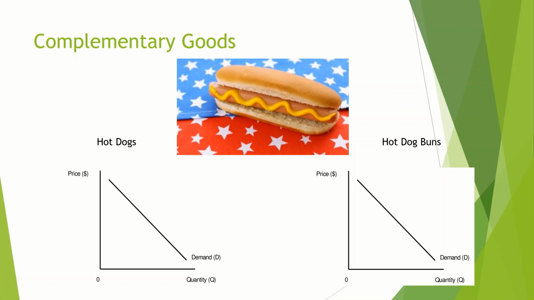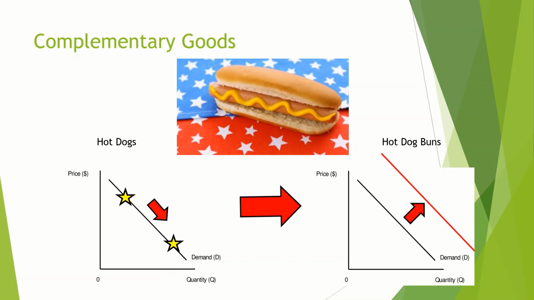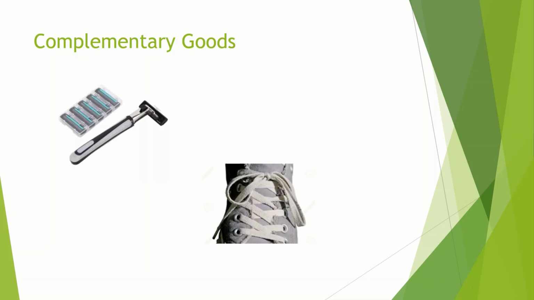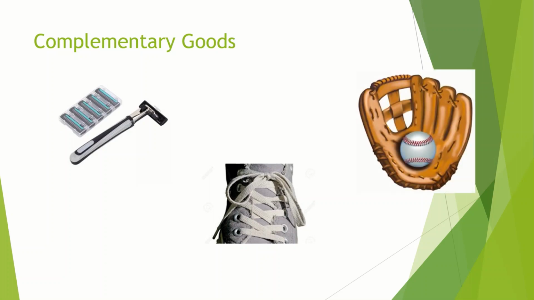So if the price of hot dogs were to decrease as a part of 4th of July preparation sale, the demand for hot dog buns by consumers would increase dramatically as people are also buying more hot dogs. Hence, a price decrease in one good brought about an increase in demand for another good. Other pairs of goods that are complementary goods would be razors and razor blades, shoes and shoelaces, baseballs and baseball gloves, and many, many more.